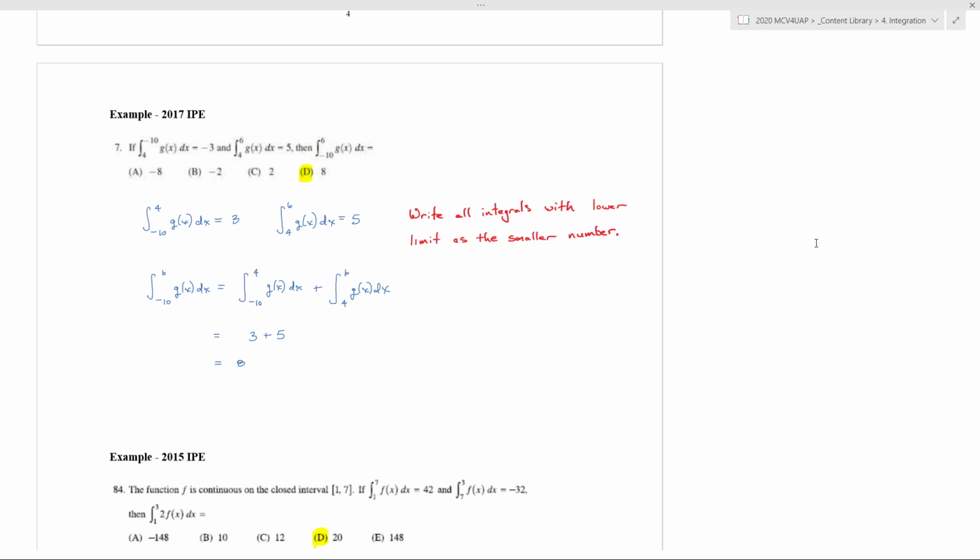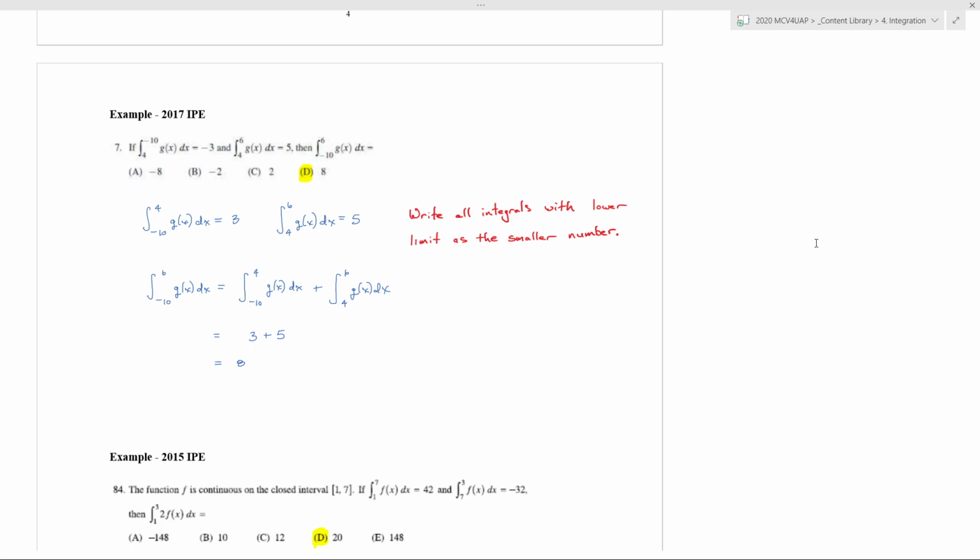What I would strongly suggest is that you write all the given integrals with the lower limit as the smaller number. In other words, write all the definite integrals so that they're integrating from left to right. So I rewrote the first one as the integral from negative 10 to 4 of g of x, that's equal to 3, rather than the other way around when it's equal to negative 3. 4 to 6 is already integrating from left to right, so I left that alone. But now we need an expression that we can write that will use both of those pieces of information.